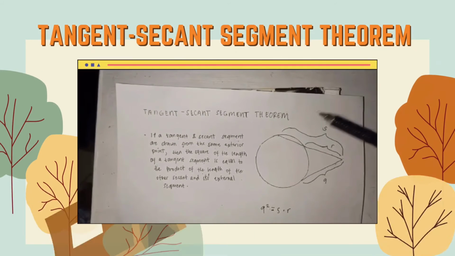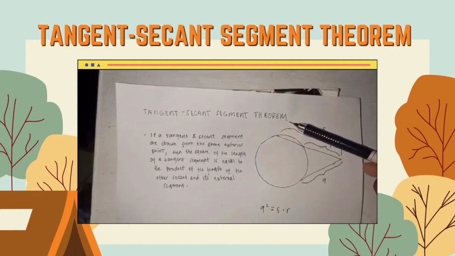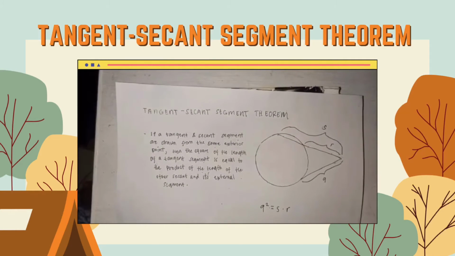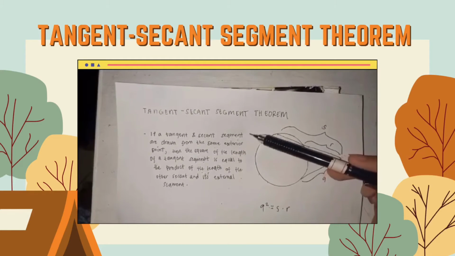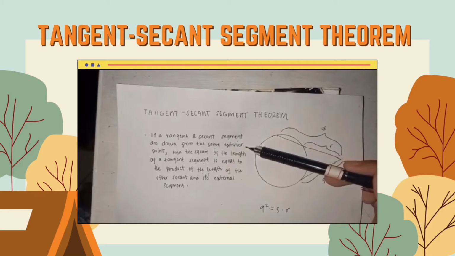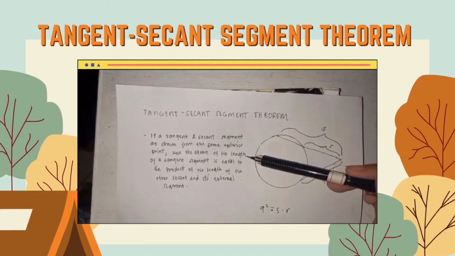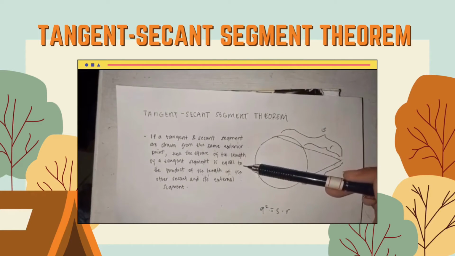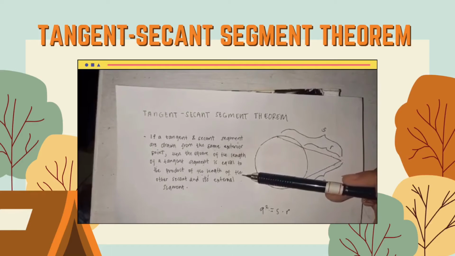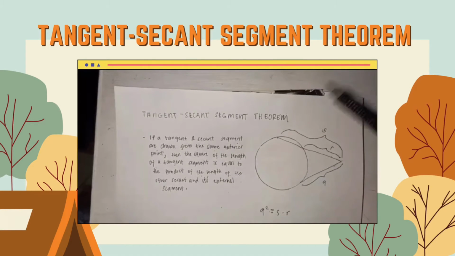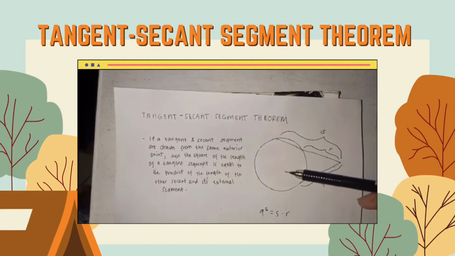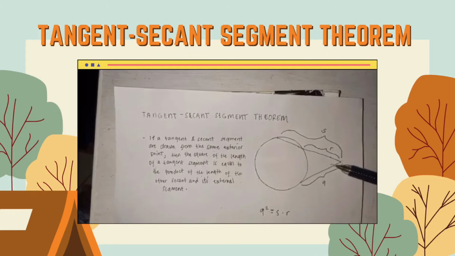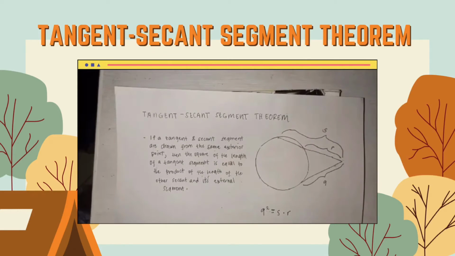So we have here the tangent-secant segment theorem. This theorem states that if a tangent and a secant segment are drawn from the same exterior point, then the square of the length of the tangent segment is equal to the product of the length of the other secant and its external segment. To illustrate our theorem, let's say we have this circle with a tangent segment and a secant segment.